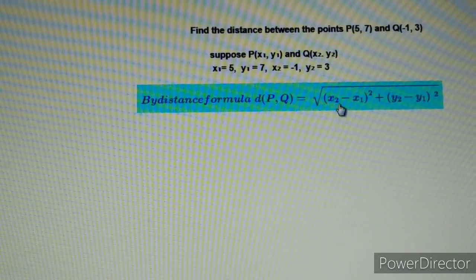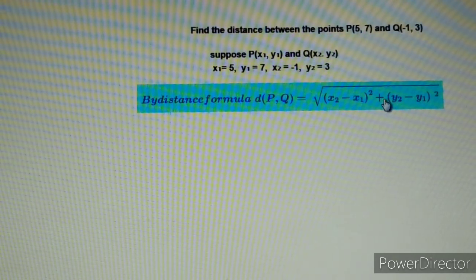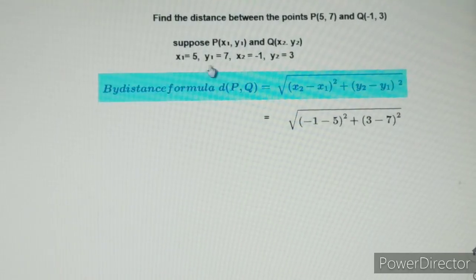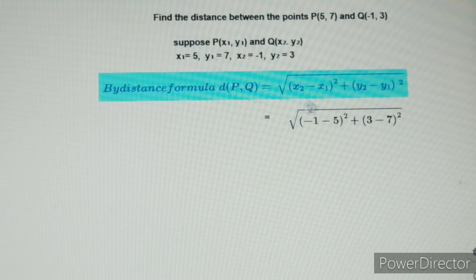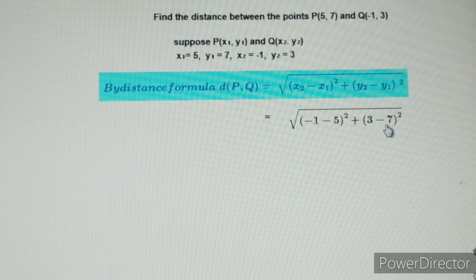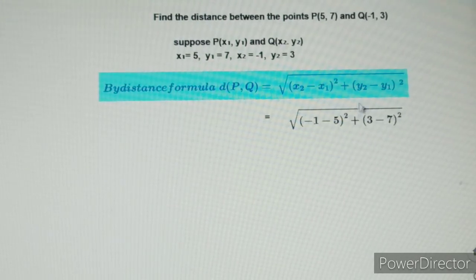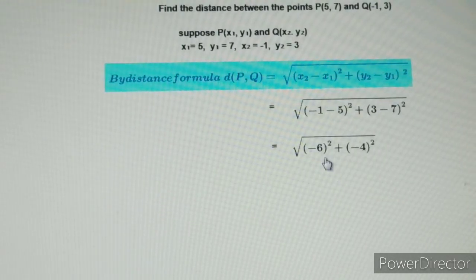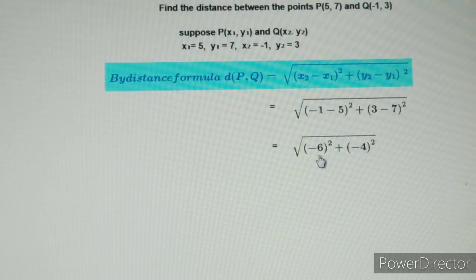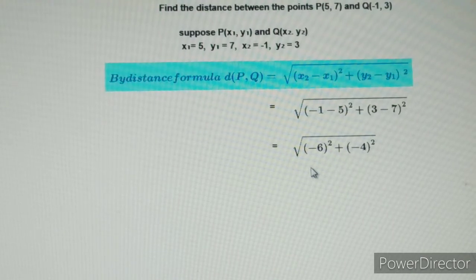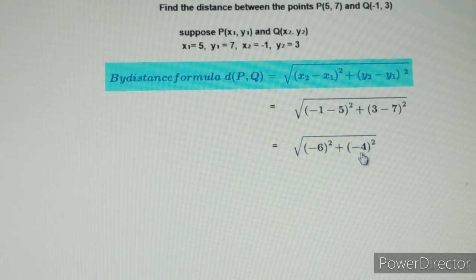It is square root of x2 minus x1 whole square plus y2 minus y1 whole square. By putting values of x1, y1, x2, y2 in this formula, we get square root of negative 1 minus 5 whole square plus 3 minus 7 whole square. That is square root of negative 6 whole square, because minus 1 minus 5 is minus 6, and 3 minus 7 is minus 4. So negative 6 whole square plus negative 4 whole square.